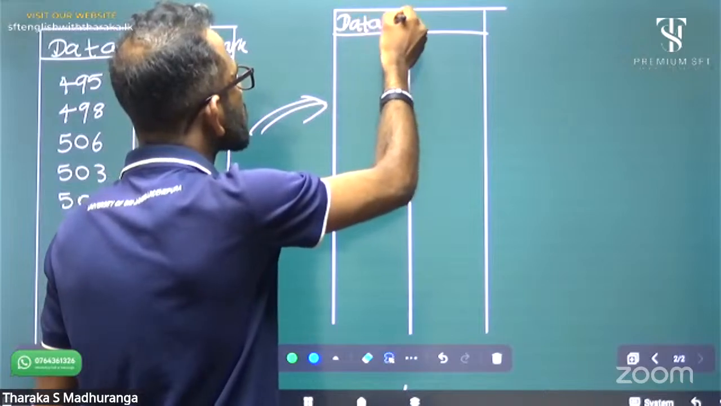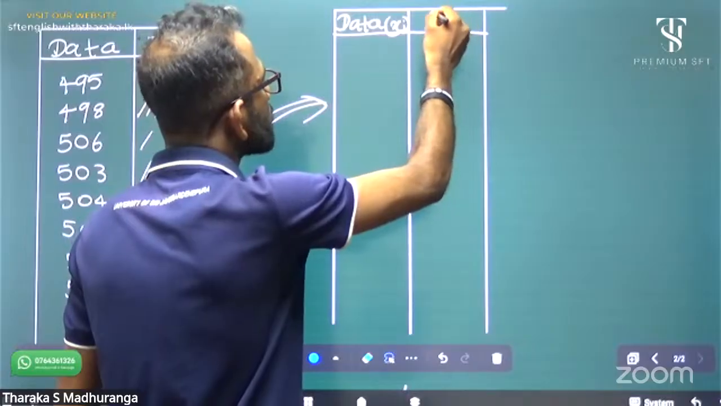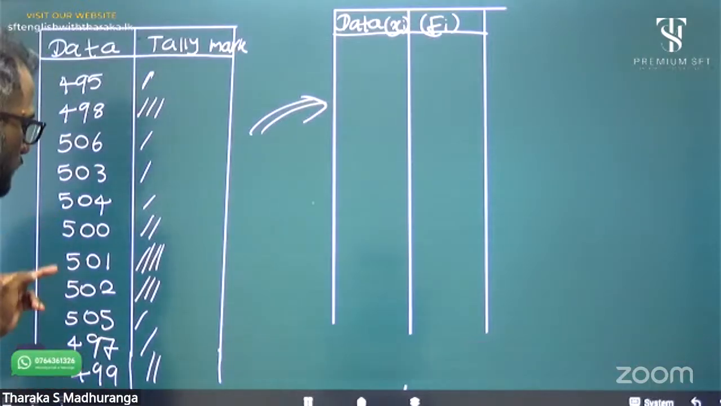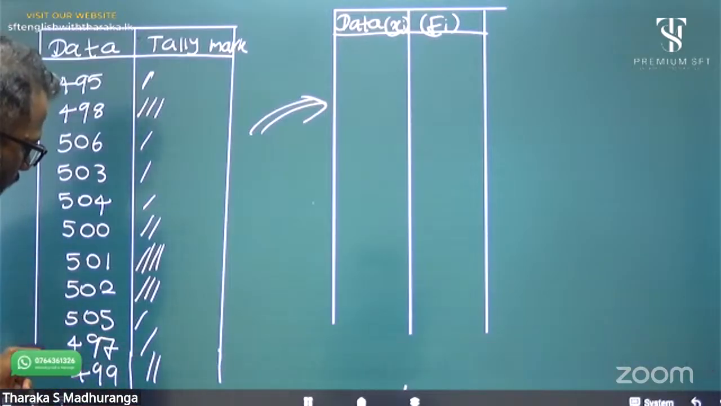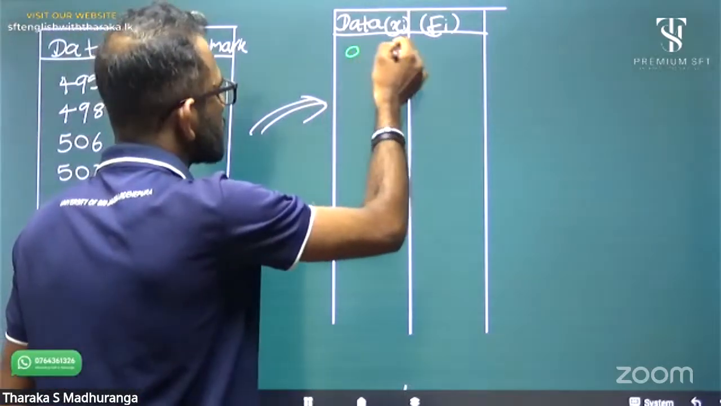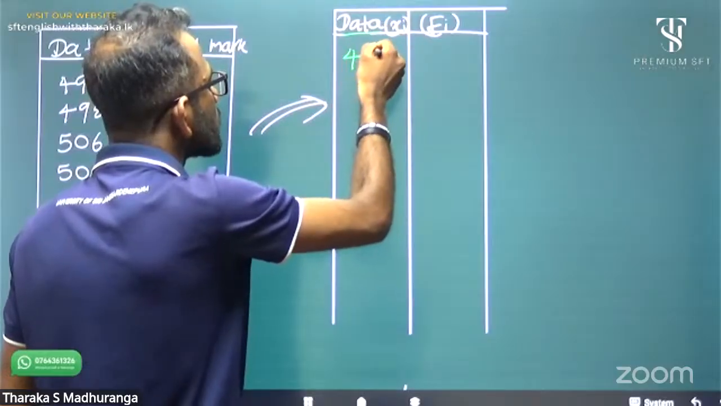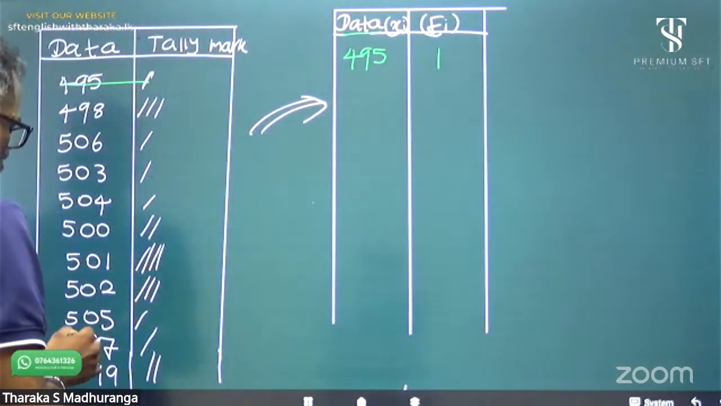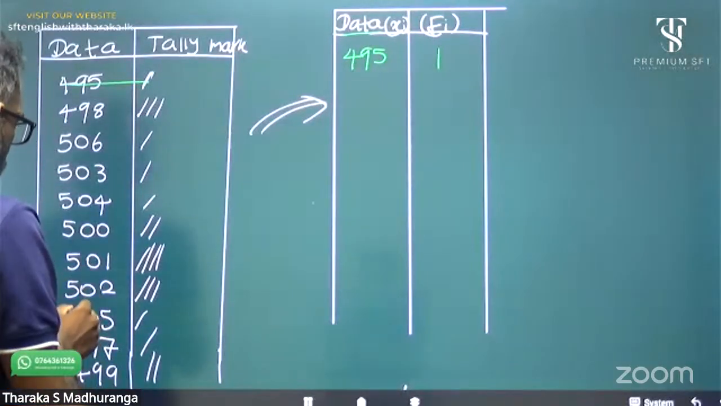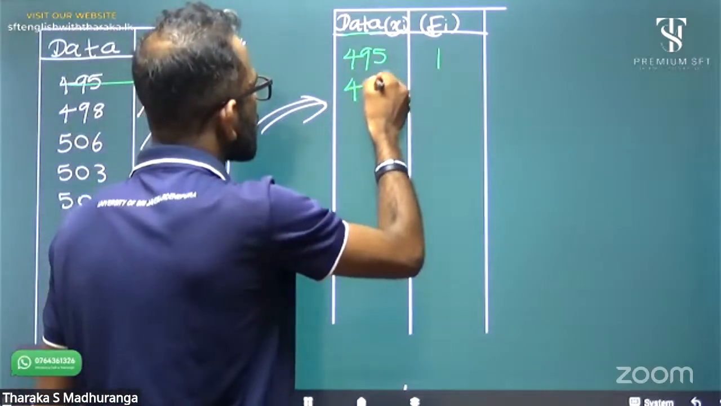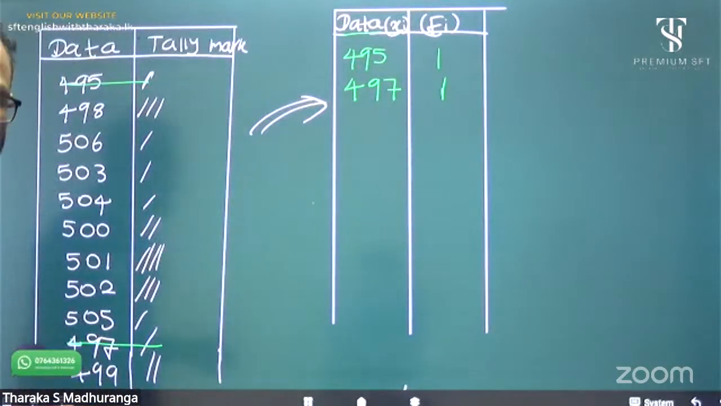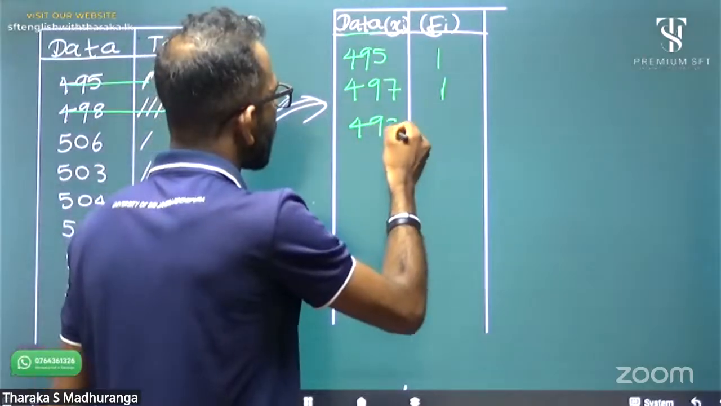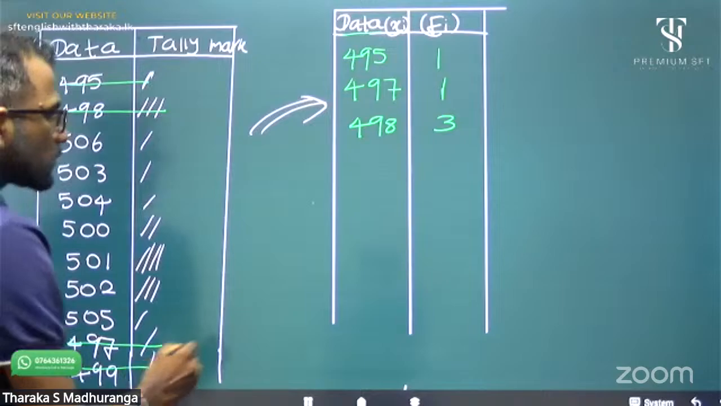Data xi, the frequency fi. Okay, what's the minimum data? 495, right? 495 is the minimum data. The frequency 1. The second data, 496 only one. 497 only one. 498, 3. 499, 2.